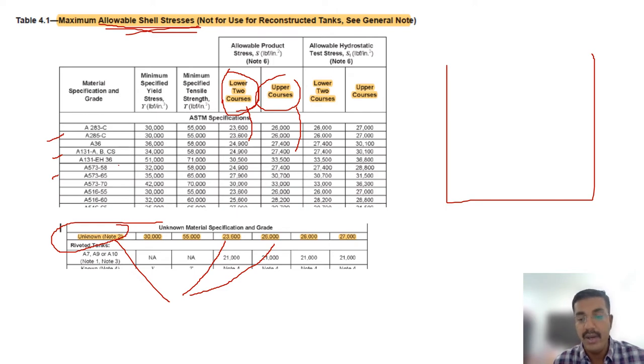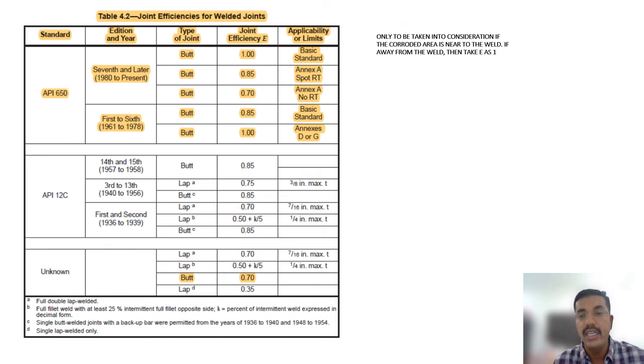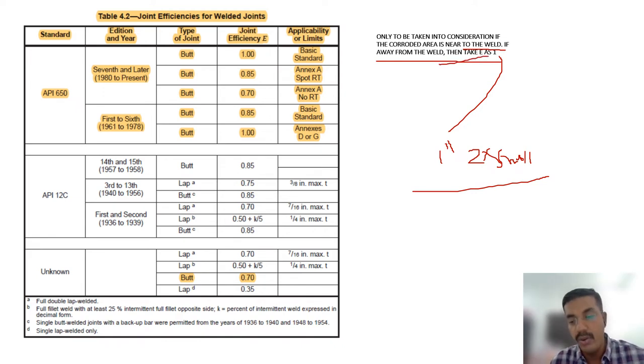Then we have another one called E, the efficiency. As we told, efficiency is 1 if it is away from the weld, then we have to take it as 1. How much away? 1 inch or 2 times the shell thickness, whichever is greater, you will take that one, then the E is 1. Let's say it is not, it is near to the weld.